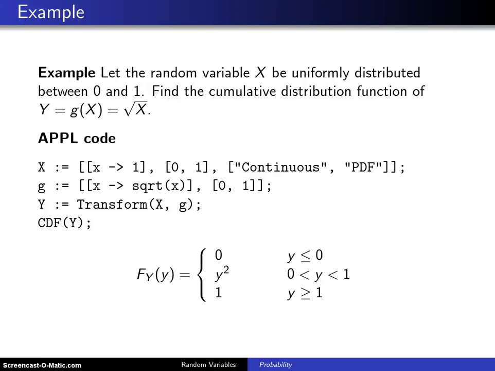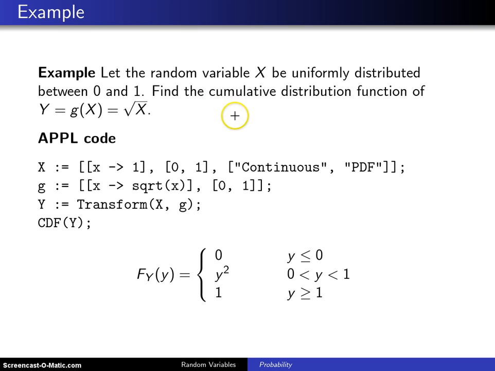APPL can be used to find the distribution of transformations of random variables. And here is a familiar example that was worked out analytically earlier in this section. Let the random variable x be uniformly distributed between 0 and 1. Find the cumulative distribution function of y equals g of x equals the square root of x.